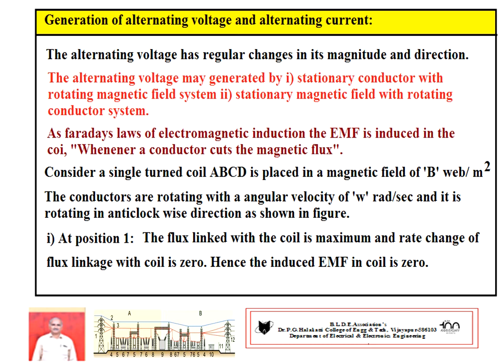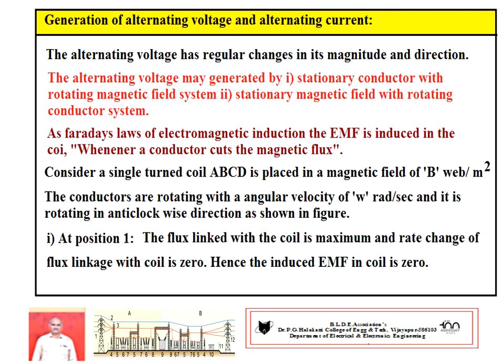The alternating voltage may be generated by a stationary conductor with a rotating field system, or a stationary magnetic field with a rotating conductor system. This generating principle mainly works on Faraday's laws of electromagnetic induction. It is very simple. Whenever a conductor cuts a magnetic flux, an EMF is induced, or whenever a conductor links a changing flux, again an EMF is induced.